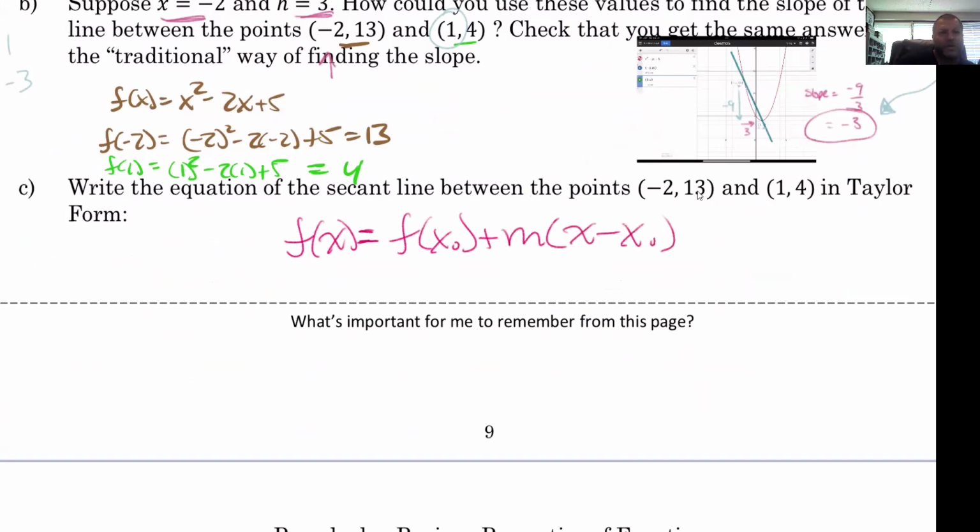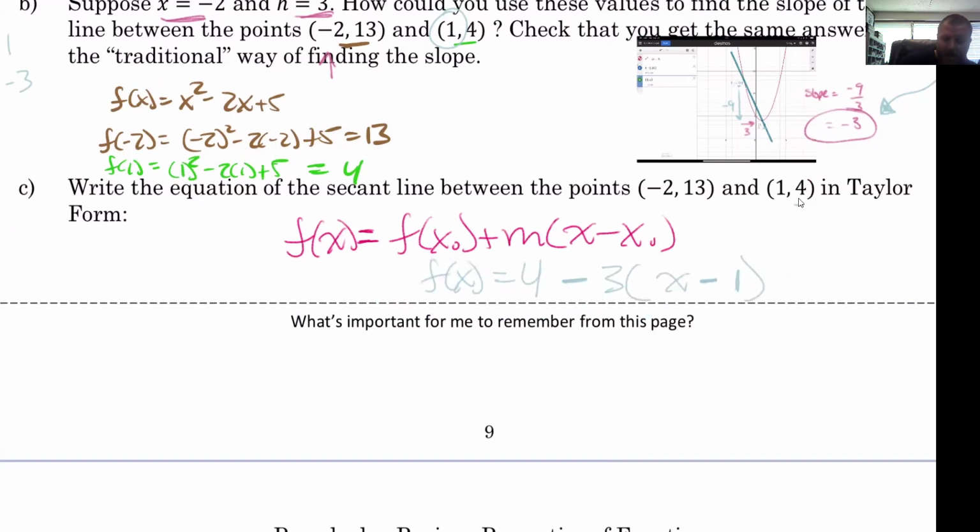So it doesn't matter which of these 2 points we use. I'll use this 1, 4 first. So we know that f of x, my function, equals the y coordinate 4 plus our slope, which was -3, so plus -3 times x minus our x coordinate, which is 1. I probably should have done this someplace where it's not on a line like that.